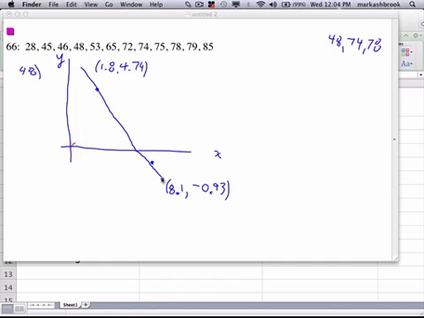That's the best line through those points that I've drawn all day. Okay.